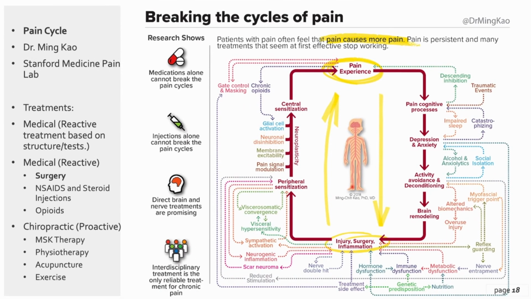So as we look at the pain cycle, first we'll discuss medical reactive care to address pain. So when an injury occurs, we start with inflammation, and then we look at allopathic medicine that can help try to break the pain cycle.